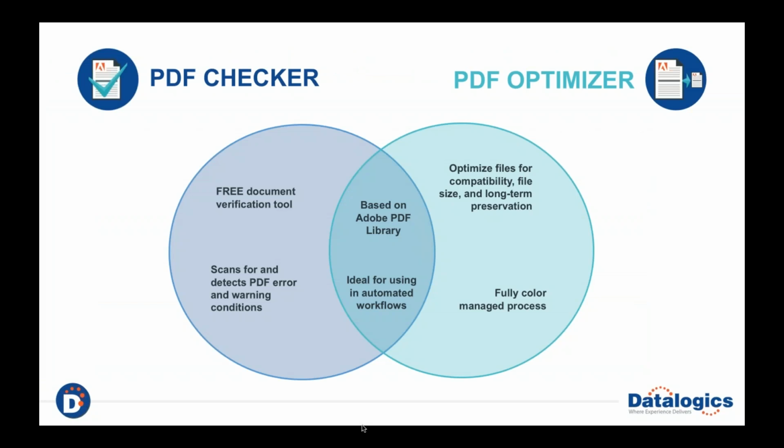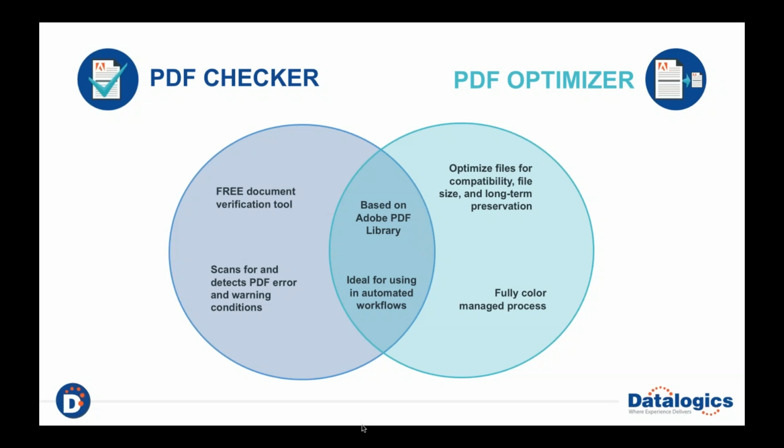And now I'd like to talk briefly about another tool that we offer, and this one is actually free. It's called PDF Checker, and it's got a nice crossover with PDF Optimizer. Both of them were built and based on the Adobe PDF Library. Both tools are ideal for using in automated workflows, so batch processing, bulk processing. As we mentioned, PDF Optimizer is for optimizing files for things like compatibility, file size, of course, and long-term preservation, for example, with PDF-A.